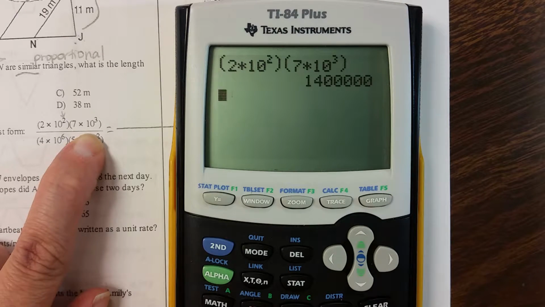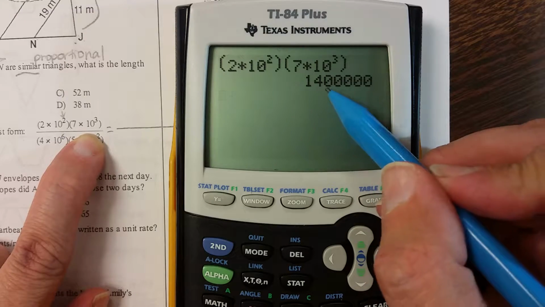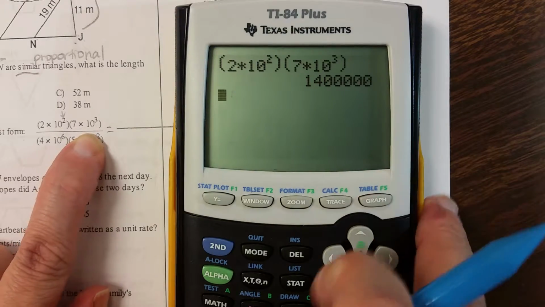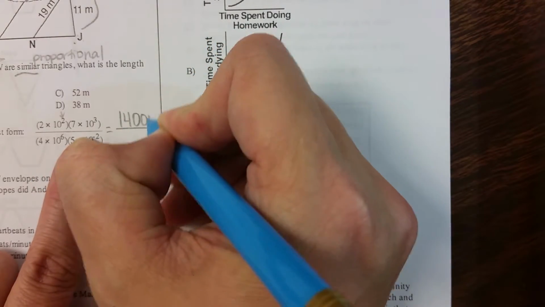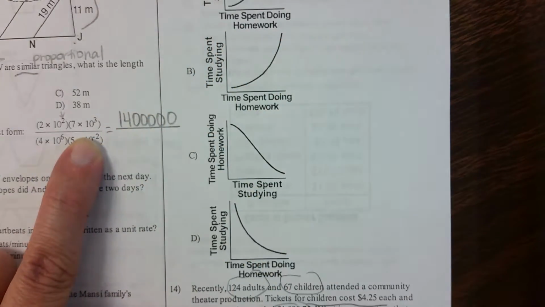Alright, we'll go ahead and multiply those out. I have 14 with 5 zeros after it. 14, and then 1, 2, 3, 4, 5 zeros after it.